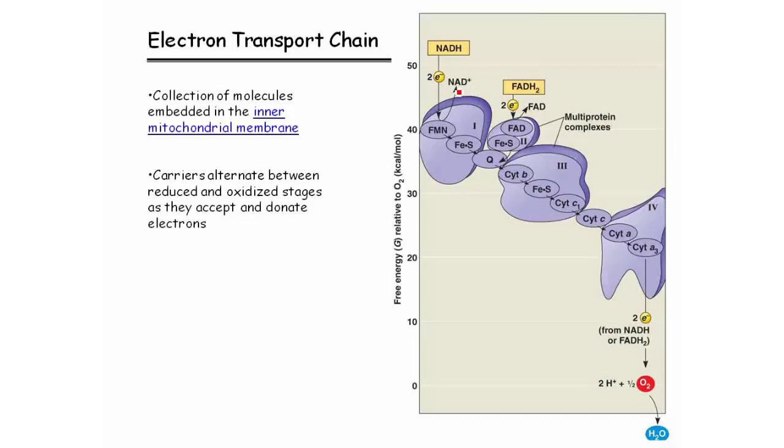FAD and FADH2 are doing the exact same thing. Gather electrons, take them to the electron transport chain. Get some more electrons, take them to the electron transport chain. That is their job. Because this is like an assembly line, all of these molecules must continue to work. So they must continue to pass electrons. If they stop passing electrons, the whole electron transport chain stops. So it is like an assembly line. If one person decides that they're not going to work anymore, nobody else can work either.